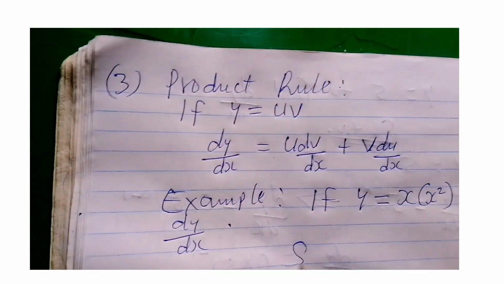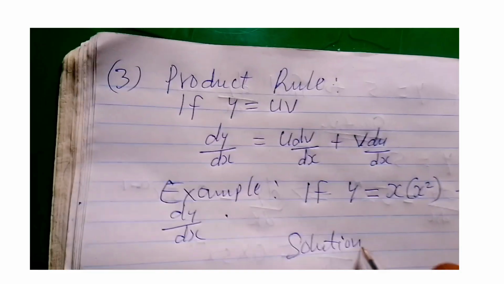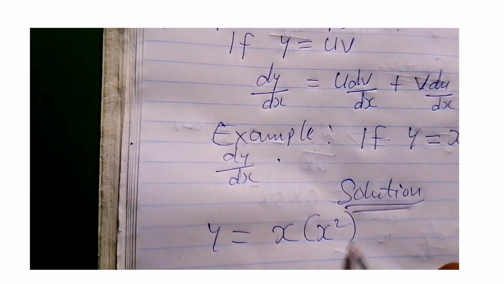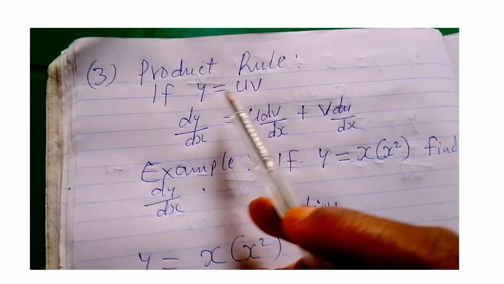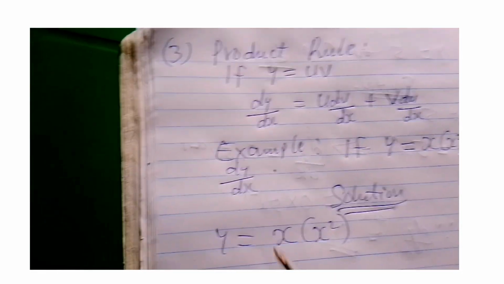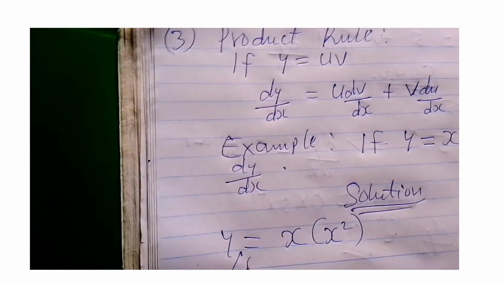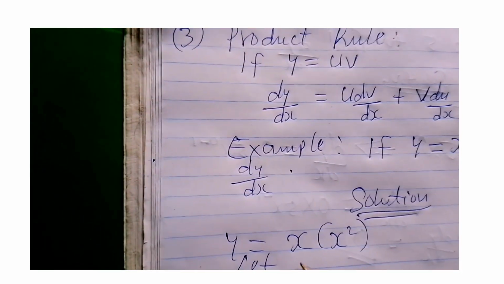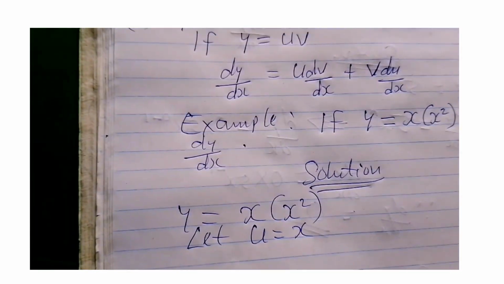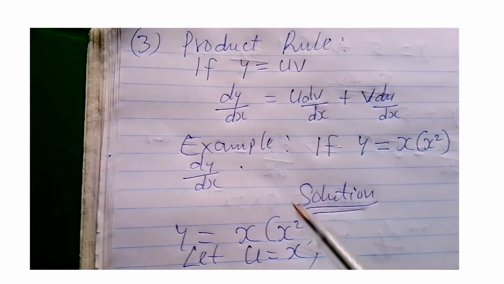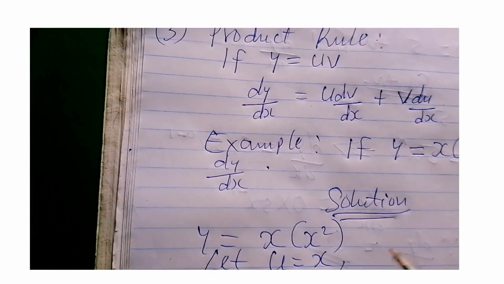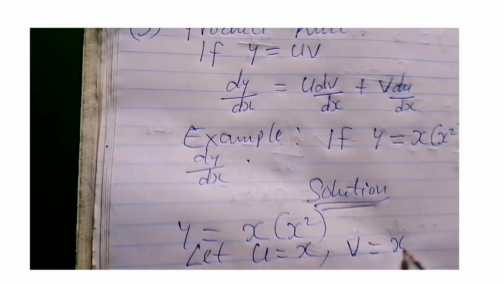Now let's look at the solution. I hope you are following. Please just pay attention to the solving. You know that y is equal to x times x squared. From this, you know that if y equals uv, let u be the first function. Let u equal x. And let v be the second function, which is v equals x squared. I hope you are following.